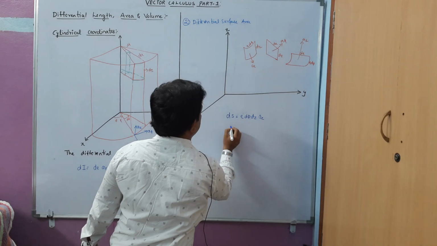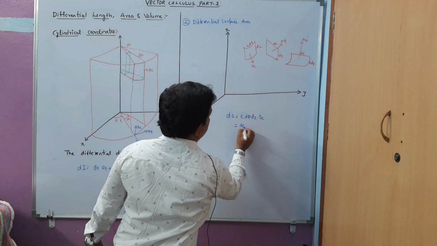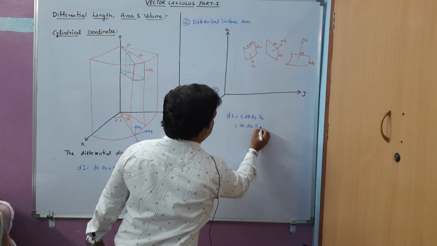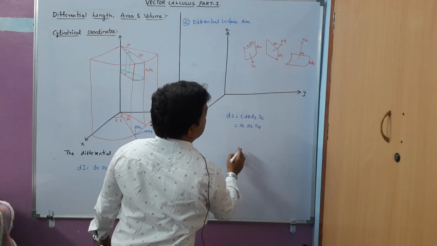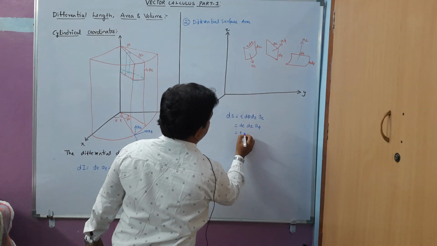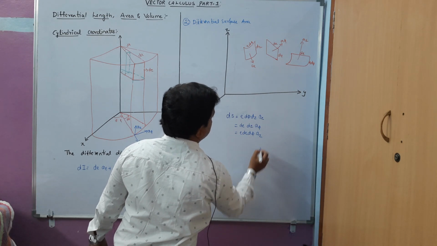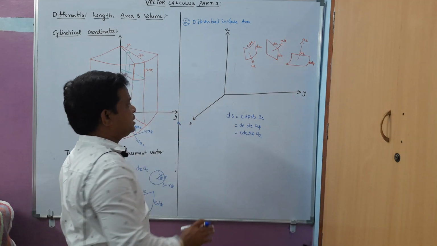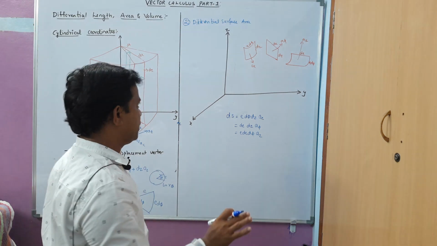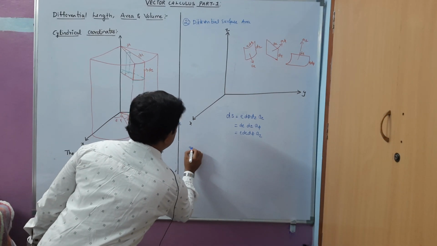Next, the differential elemental surface area along a phi will be d rho dz multiplied with a phi. Similarly, along the az direction it will be given by rho d rho d phi into az. So these are the elemental surface areas along the rho direction, phi direction, and z direction.